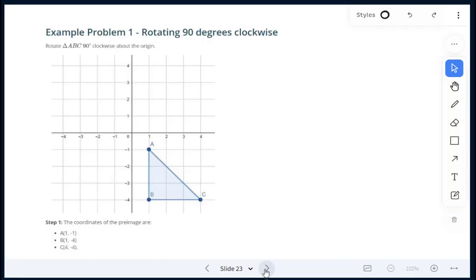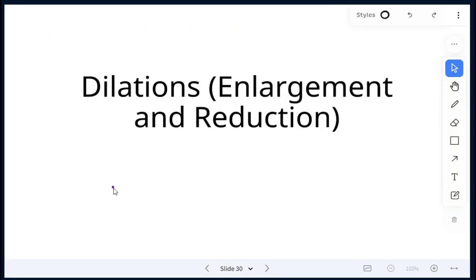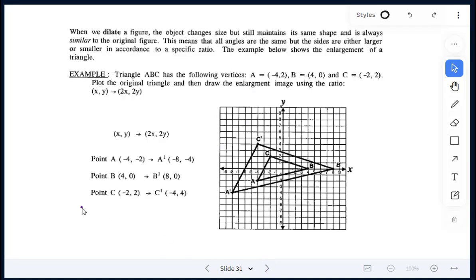Okay, so lastly, we're just looking at dilations. This is an enlargement or a reduction. So here, when we dilate a figure, the object is going to change size, but it still maintains its shape. So it's always similar to the original figure. So all the angles will be the same, but the sides are either going to be larger or smaller in accordance to a specific ratio.